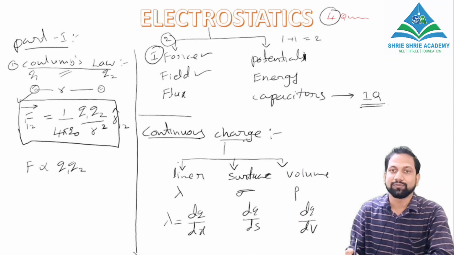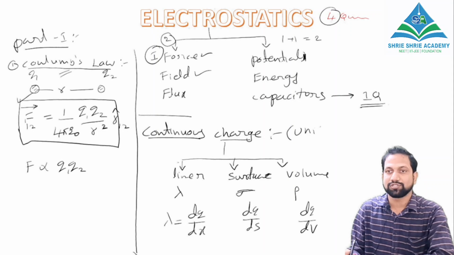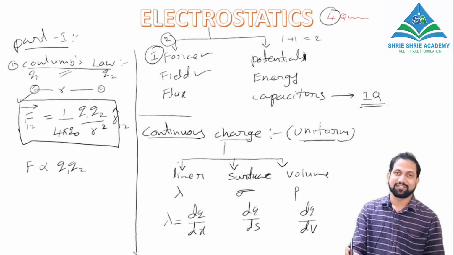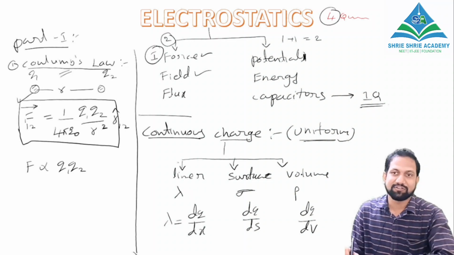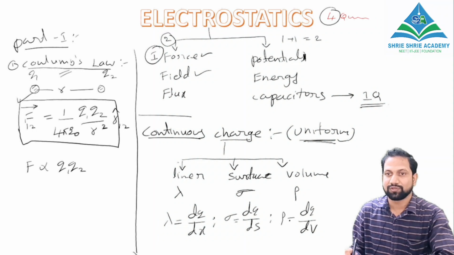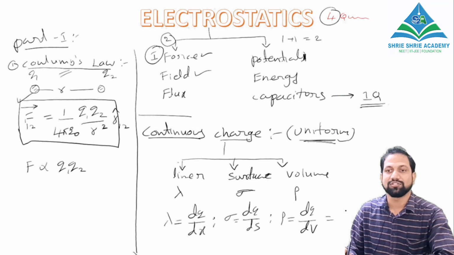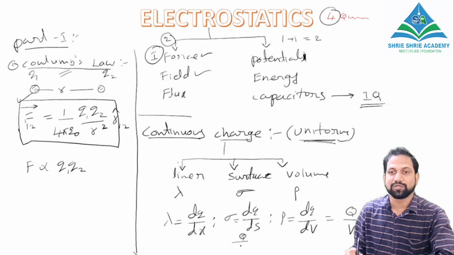And remember, only uniform charge densities they will generally ask for the NEET exam. For JEE Mains level exam they may ask non-uniform also, but for NEET, as far as I have seen in previous question papers, only uniform charge distributions they'll ask. So in case of uniform charge distribution, the charge density equals total charge by total volume, or total charge by total area here, and here total charge by total length.